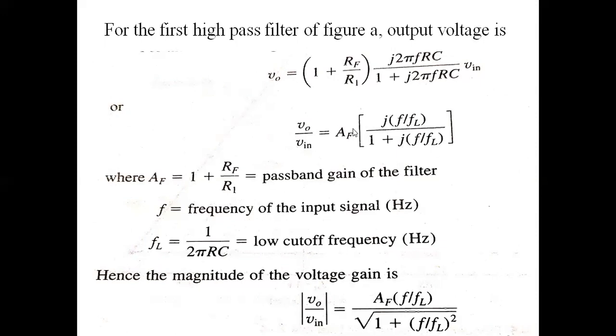Here in this equation, AF represents 1 plus RF by R1, that is the passband gain of the filter, whereas f is the frequency of the input signal in hertz, and the lower cutoff frequency fL is determined by 1 over 2 pi RC, in hertz. In this way we can determine the output voltage of the op-amp filter. Hence the magnitude of the voltage gain is given by magnitude of V0 by Vin equal to AF times f by fL divided by square root of 1 plus f by fL squared.